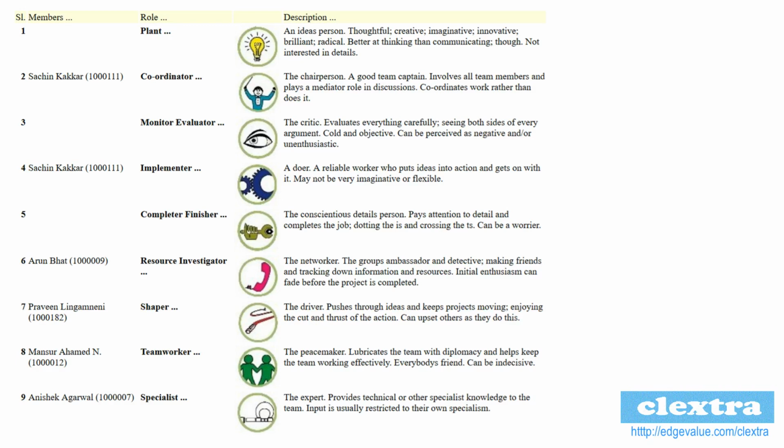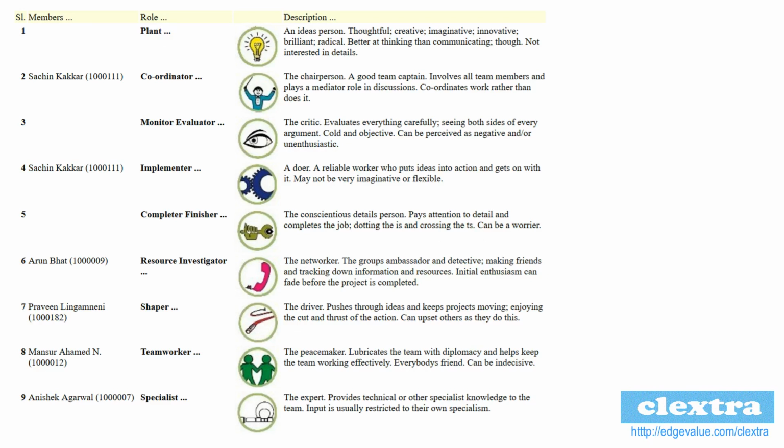Then the third role that we're looking at is a monitor evaluator. The critic evaluates everything. It's a little bit of black hat thinking. So devil's advocate, or someone who will anticipate a problem before it really happens. So it's a bit of dark, negative thinking, but it can lead to positive energy within the organization and can help build towards a more effective, more realistic kind of product or project that you're working on.